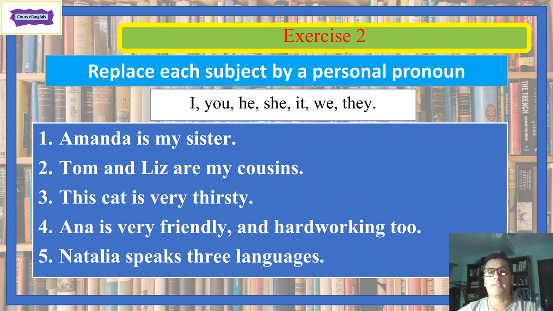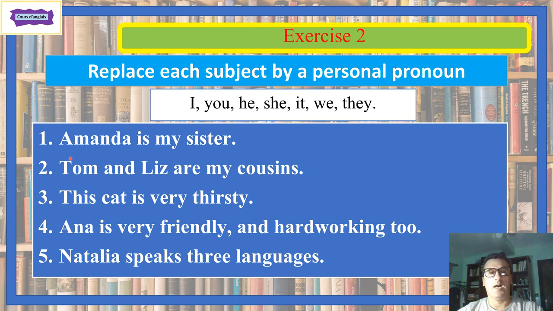Alors, exercise 2, exercice numéro 2. Replace each subject by a personal pronoun. C'est-à-dire, qu'est-ce qu'on va faire? On va remplacer chaque sujet par un pronom personnel. On a I, you, he, she, it, we, et finalement, they.